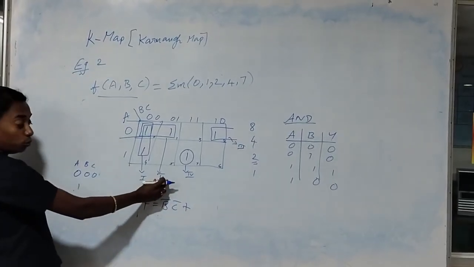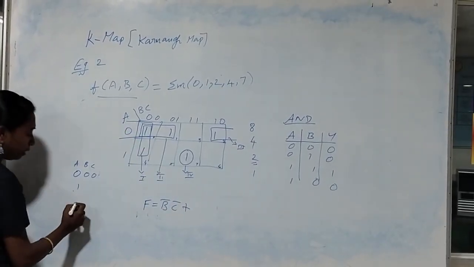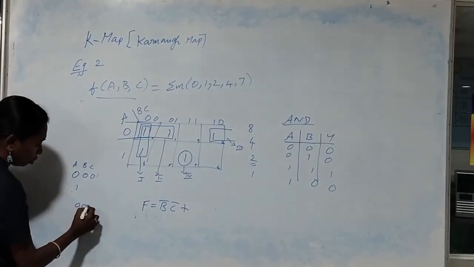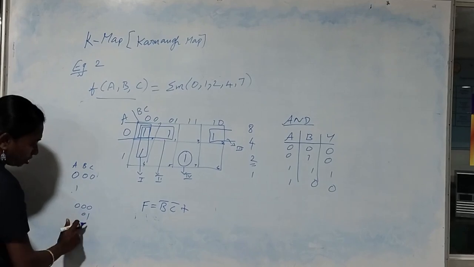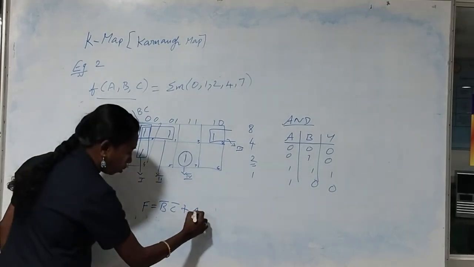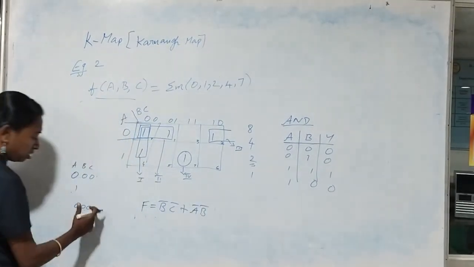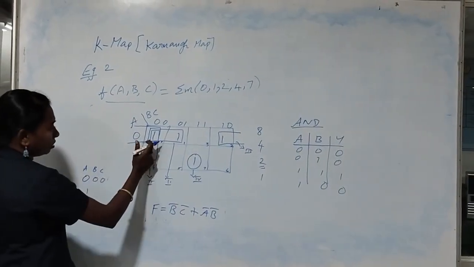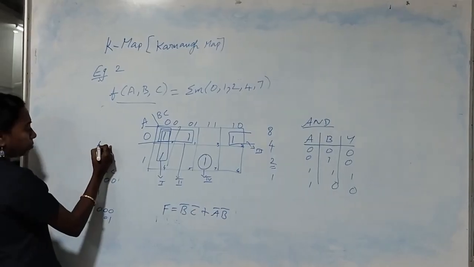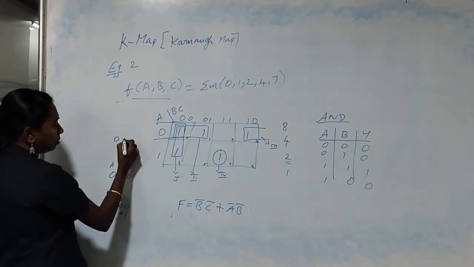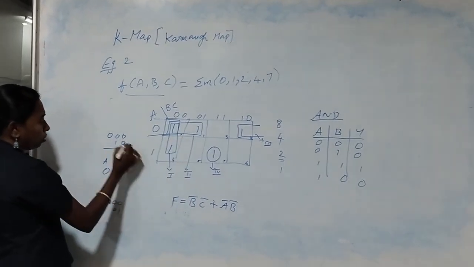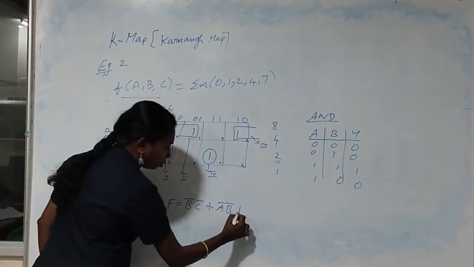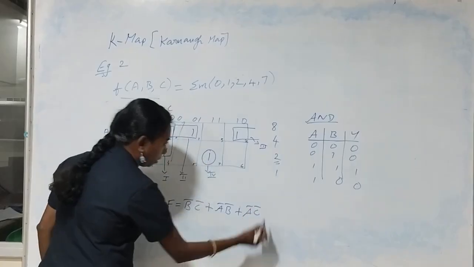I am going to take the group 2. So when considering the rows, the value is 0. While considering the columns, it is 0 0, 0 1. So this expression will be A complement, B complement, since C gets cancelled. And the third group is this one and this one. So the corresponding row is 0, corresponding column is 0 0, 1 0. So A complement and C complement will be there. So this is plus A complement, C complement.